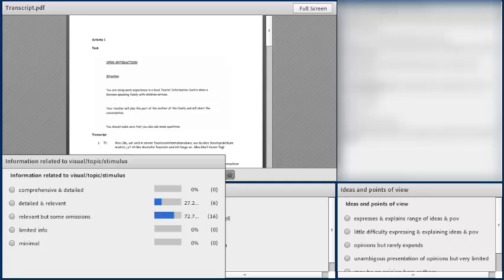So when you're starting to decide on your mark, you've got to go for a best fit, haven't you? What you can say here is that detailed and relevant belongs in the 12 to 15 band, and relevant but some omissions falls in the 8 to 11 band. So at this stage this candidate is somewhere at the top of the 8 to 11 or at the bottom of the 12 to 15, and you're going to go through the criteria to decide where would be the best fit for this candidate.